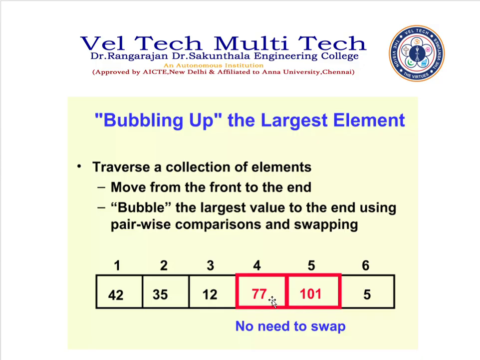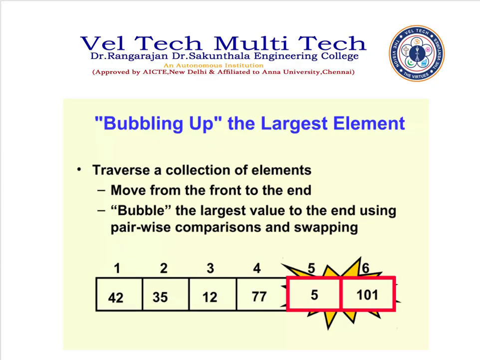And then next, 77 with 101, there is no need for swapping over here since they are in the correct order. So we'll move on to the next two adjacent elements, which are 5 and 101. They are in the correct order, so no need to swap.